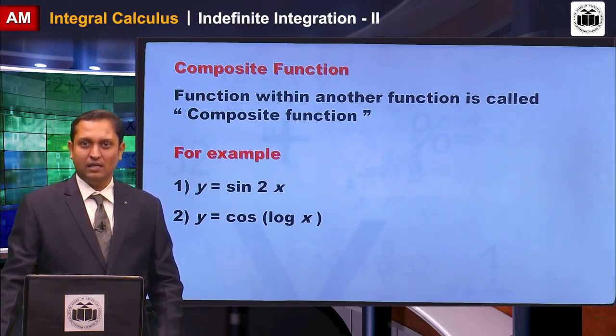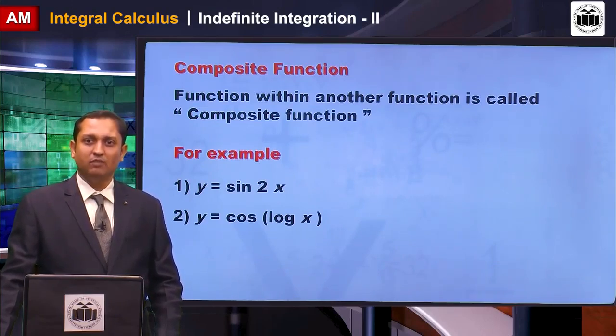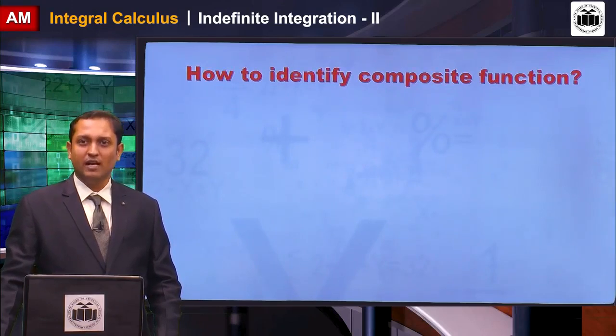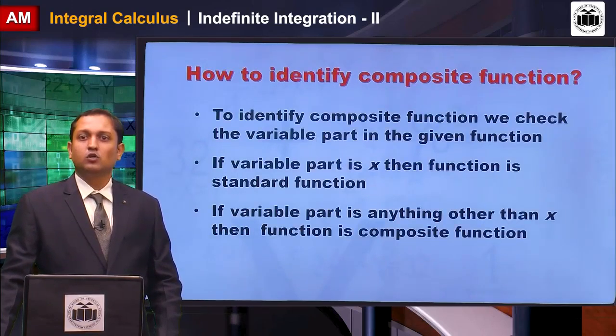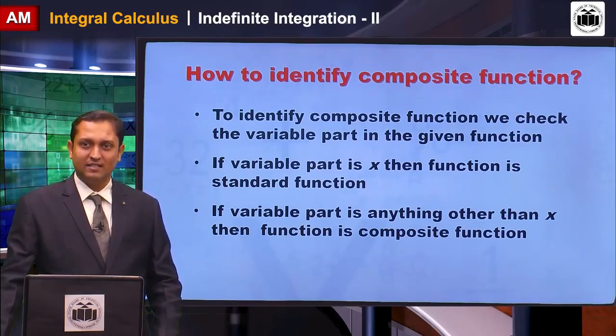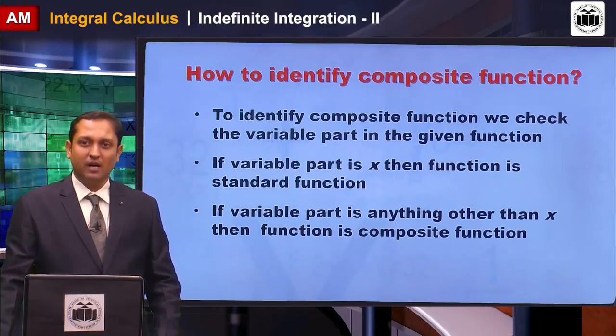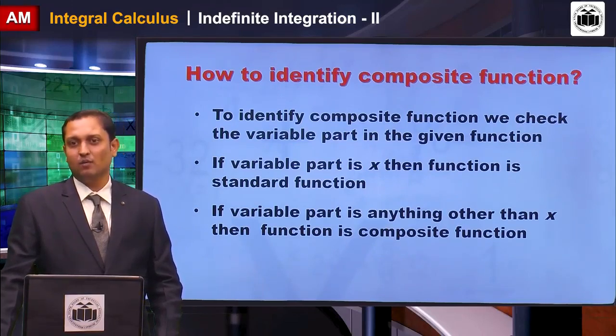If you recollect, as I had told you, in a standard function we have the variable x, while in a composite function we have a variable which is something other than x. This is the trick used for identifying a composite function. To identify a composite function, we check the variable part. If the variable part in a given function is x, then it is a standard function. If the variable part is anything other than x, then it is a composite function.